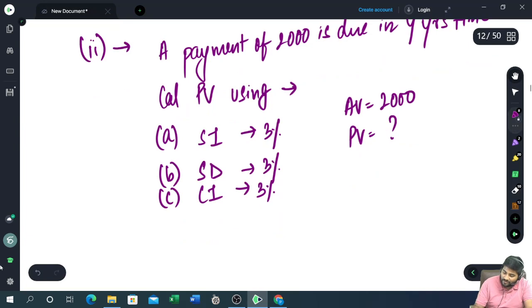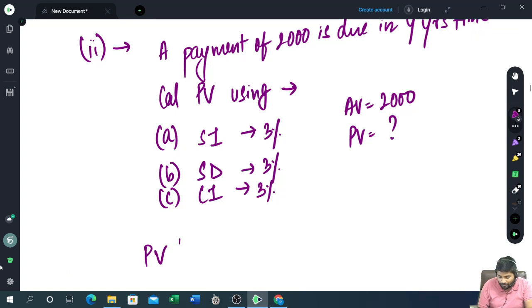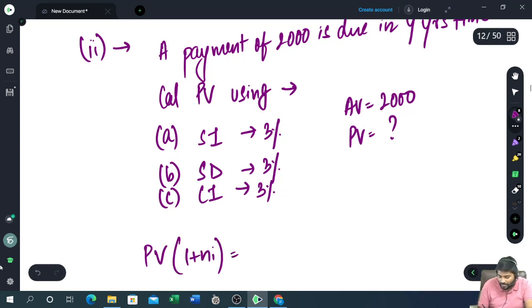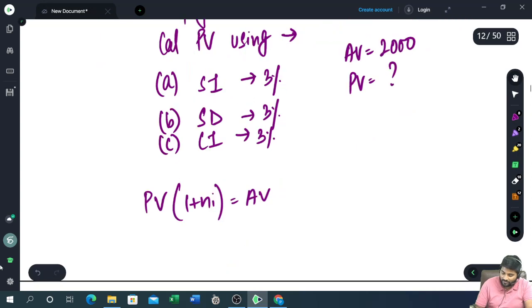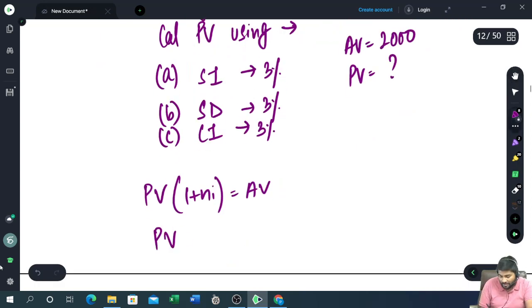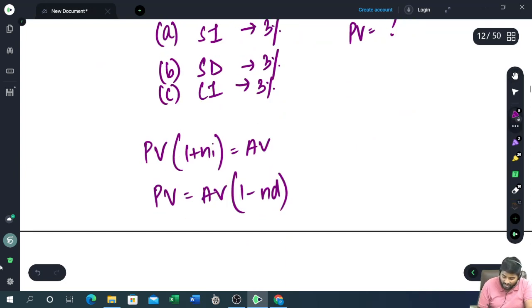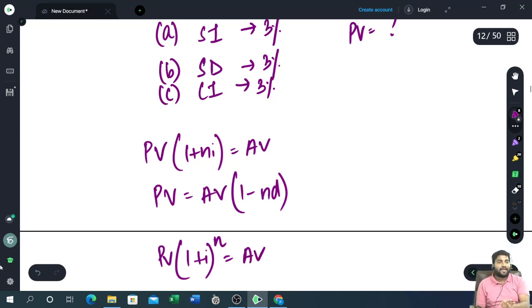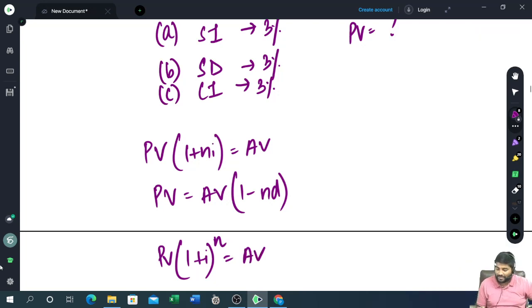For the first one, it is simple interest, so we'll be using the equation PV into (1 plus ni) is equal to AV. For the next one, we'll be using the equation PV is equal to AV times (1 minus nd). And for the third one, we'll be using the equation PV times (1 plus i) to the power n is equal to AV. We just need to calculate PV. We have all the other things. Please calculate.